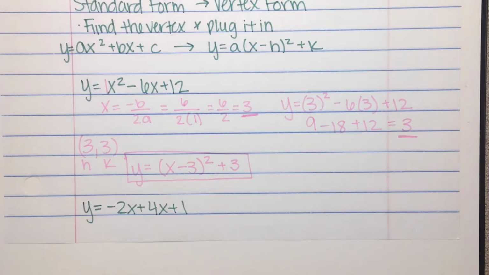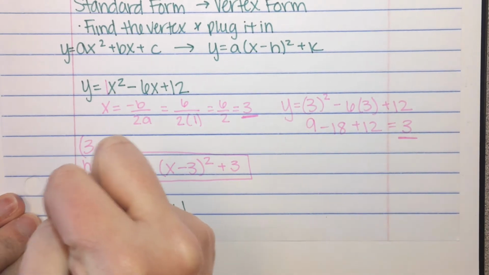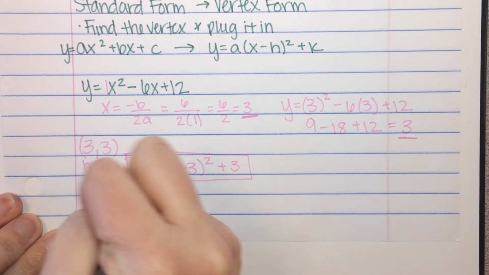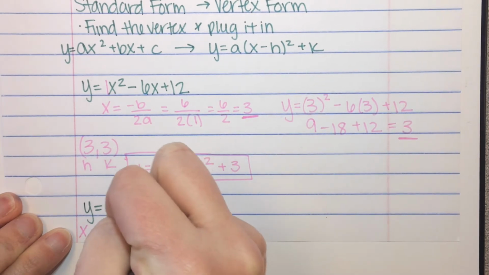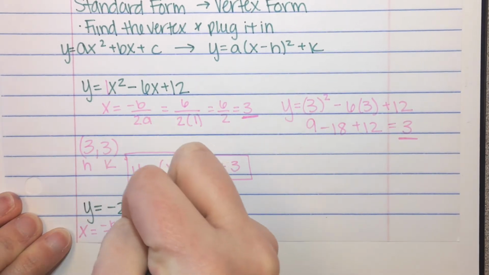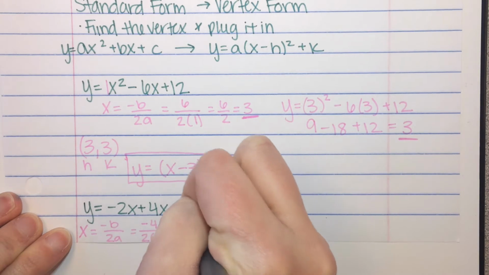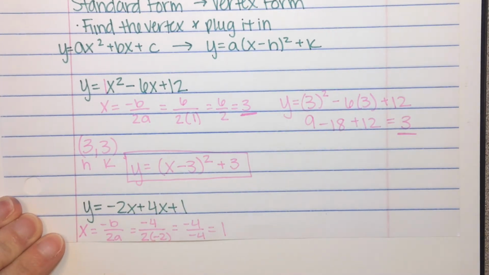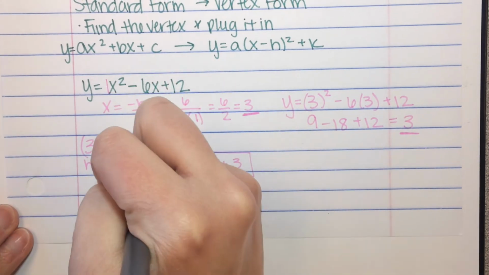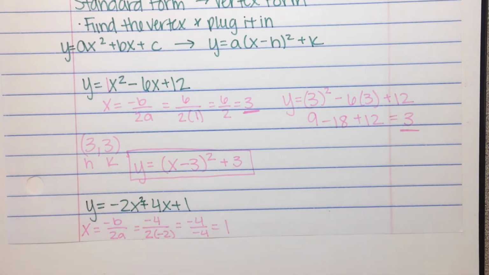Let's do one more of these before we move on. So I need x. So x is the opposite of b over 2a. So the opposite of b is negative 4. Then 2 times my a is negative 2. That's negative 4 over negative 4, and that gives me 1. Oh, I forgot to put the squared on here. So sorry, guys. It's not a quadratic if we don't have the squared.